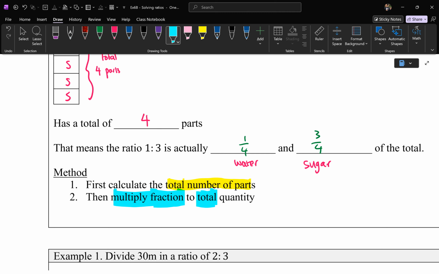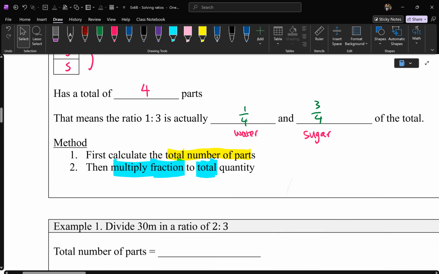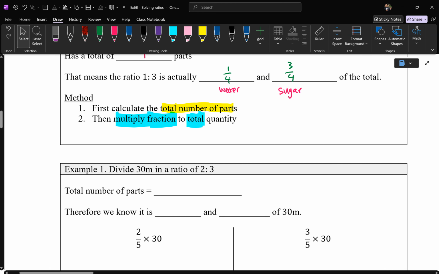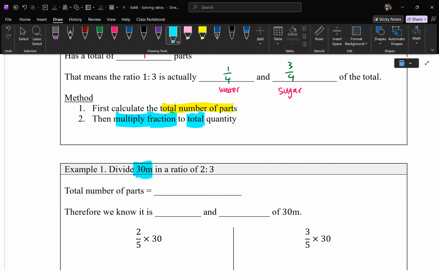Here's an example so that you can understand what I'm trying to say there. Example number 1. You've got 30 meters. So imagine a 30-meter track. Okay, so I'm going to draw the diagram. Imagine this is your track. 30 meters. So the entire thing is 30 meters.